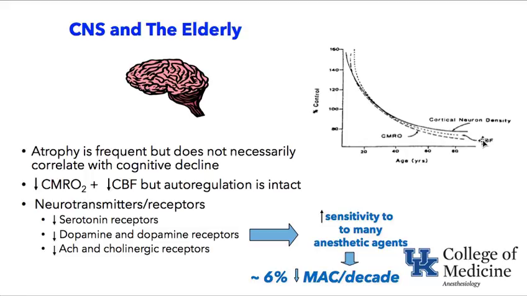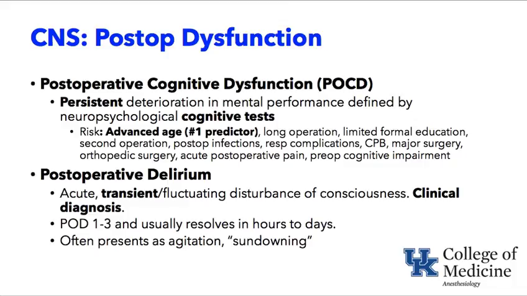We do see neuroreceptors and transmitters decrease: serotonin, dopamine, acetylcholine, and you can then understand a little bit why there's an increased sensitivity to many of our anesthetic agents. In fact, MAC is decreased about 6% per decade, such that an 80-year-old may have a 40% or so decrement in MAC. It requires much less desflurane, isoflurane, or sevoflurane.